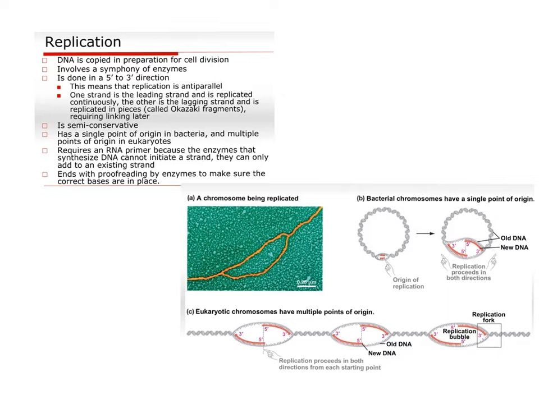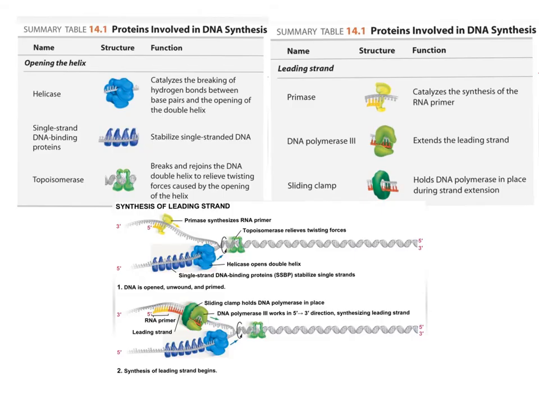Also, you have to understand that there is a primer. There's an RNA segment that is attached to start the process, because the enzymes that synthesize DNA cannot attach nucleotides to nothing. They have to have something to attach it to. So that primer, that piece of RNA, is actually attached right here at the beginning. And then, of course, this is going to end with proofreading. There are going to be enzymes that are going to come behind and check and make sure that you have the correct bases in place.